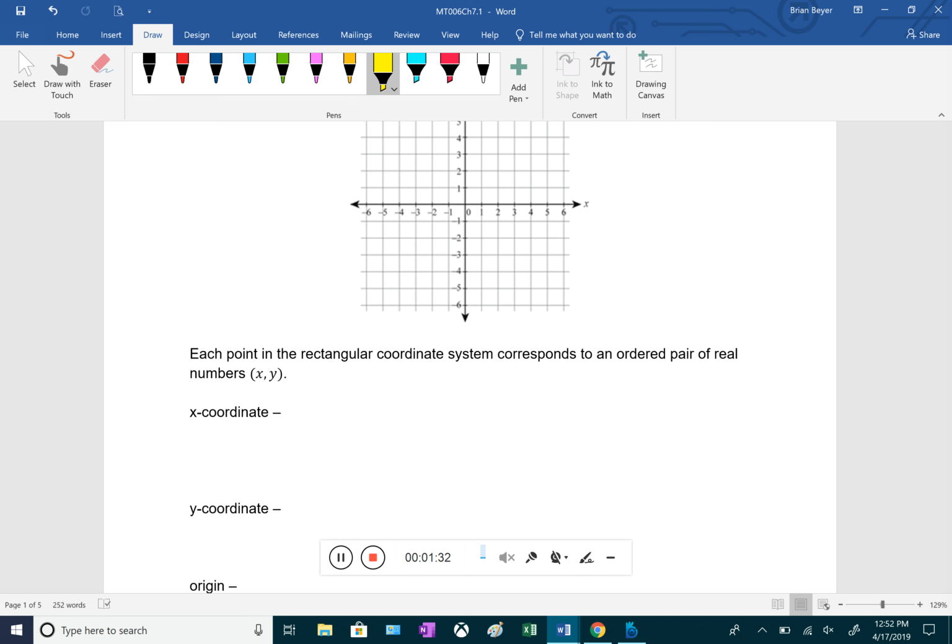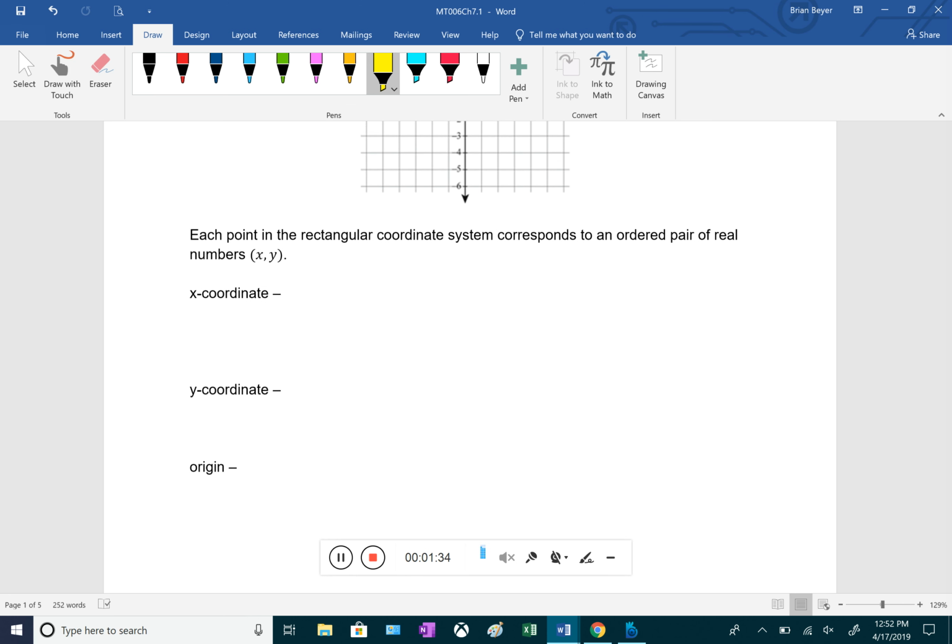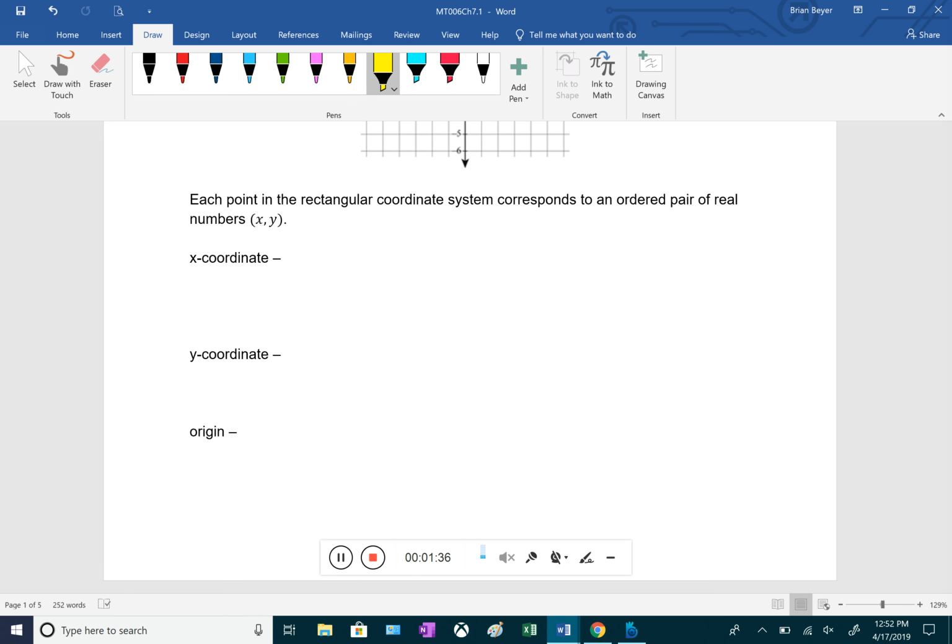Okay, so each point in this rectangular coordinate system is going to correspond to an ordered pair of real numbers. An ordered pair of real numbers is going to be denoted x comma y. So the x is first. So x comma y is an ordered pair of real numbers.